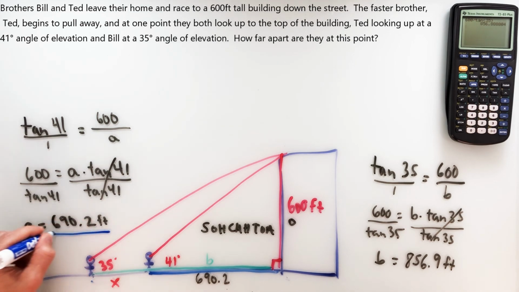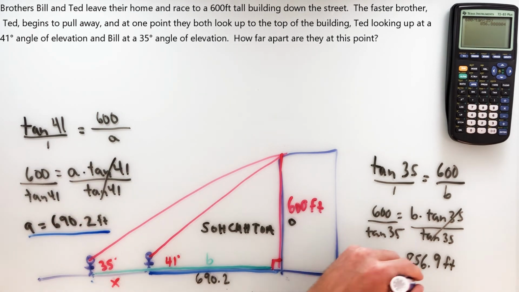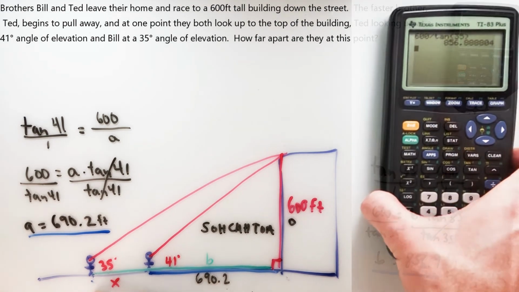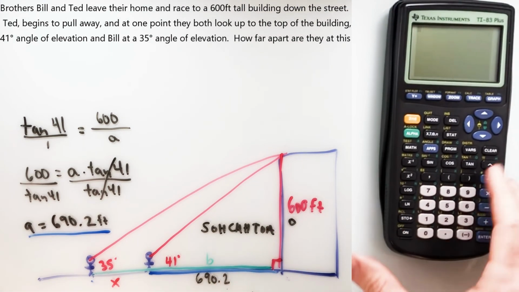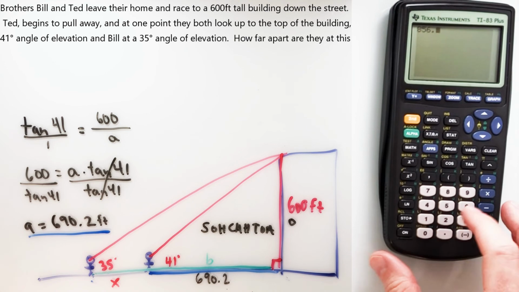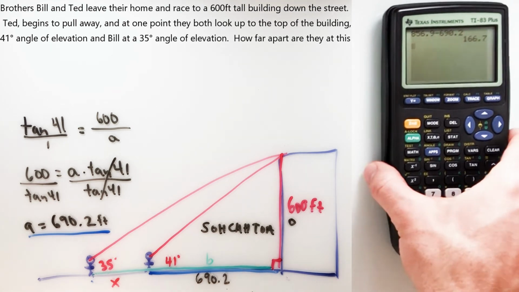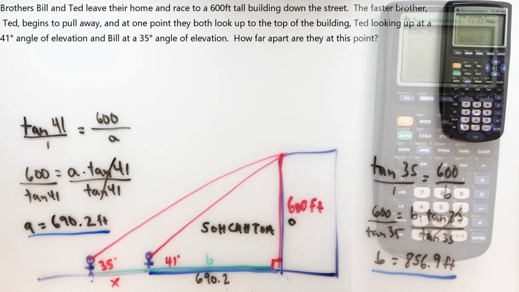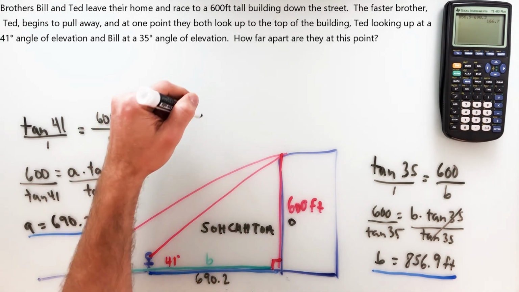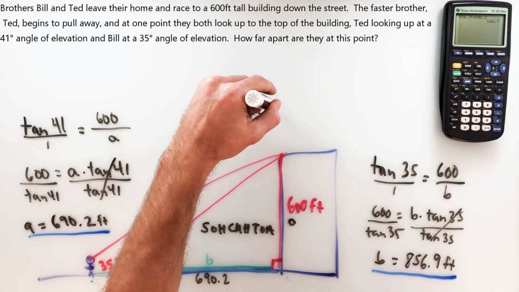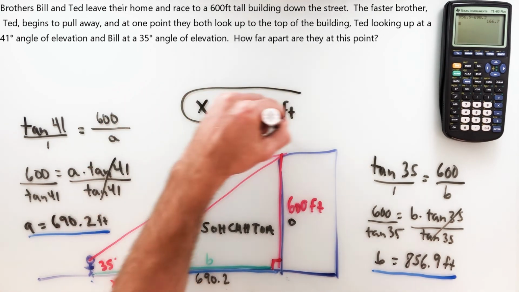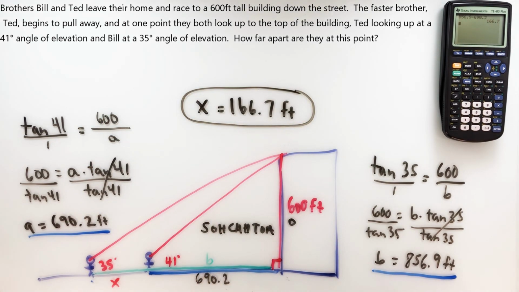Alright, so my two values: distance away from the building to Ted, 690.2, distance away from the building to Bill, 856.9. If I subtract those two values from one another, that's going to give me the distance between the two. So we'll go 856.9 minus 690.2. And we got 166.7. So I've got x equals 166.7 feet will be the distance between Bill and Ted.